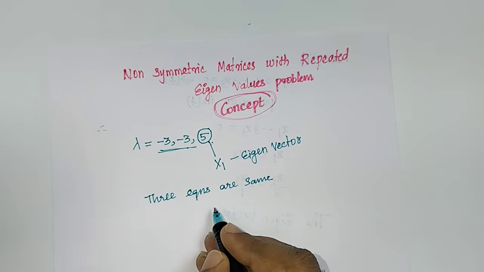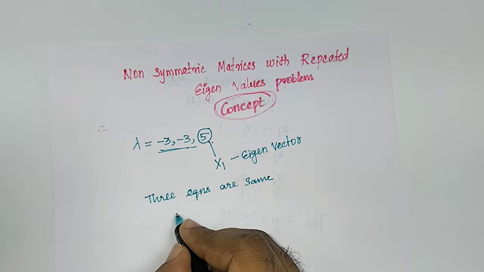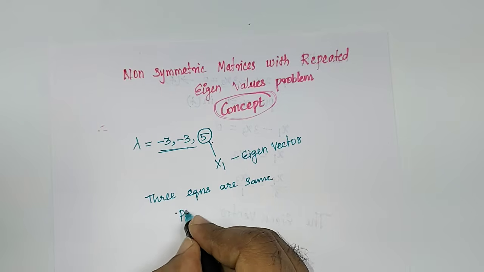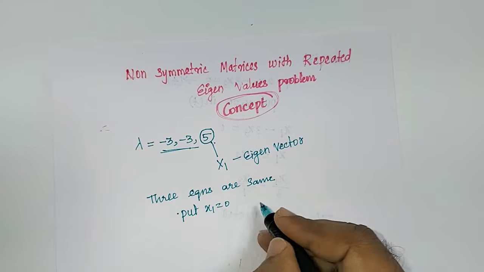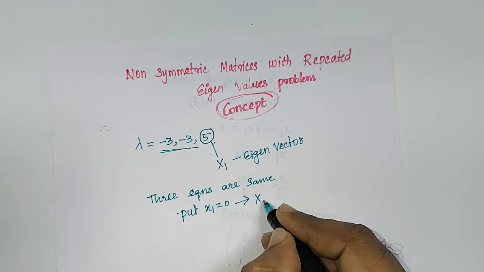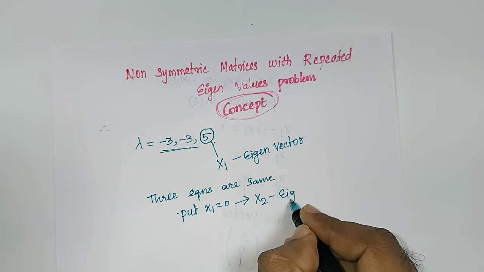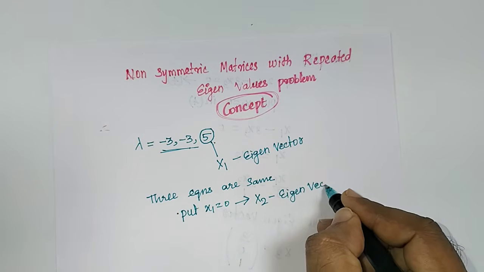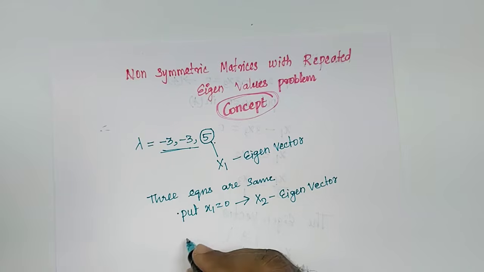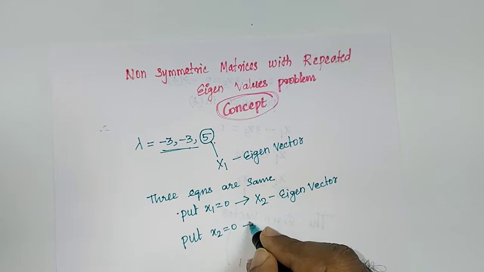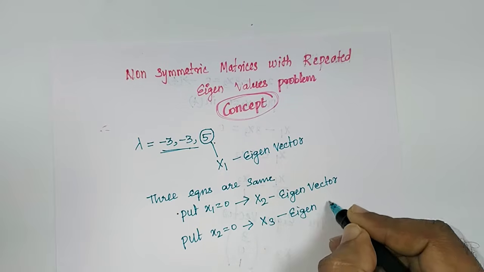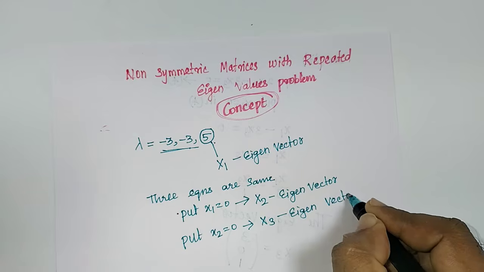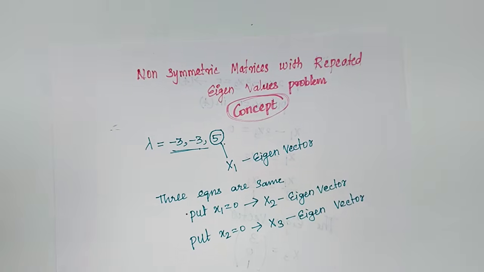we have to take one equation. I put x1 equal to 0, and we will get the x2 eigenvector. Again, you can put x2 equal to 0 in the same equation, and we will get the x3 eigenvector. Okay, this is one model for finding eigenvectors.